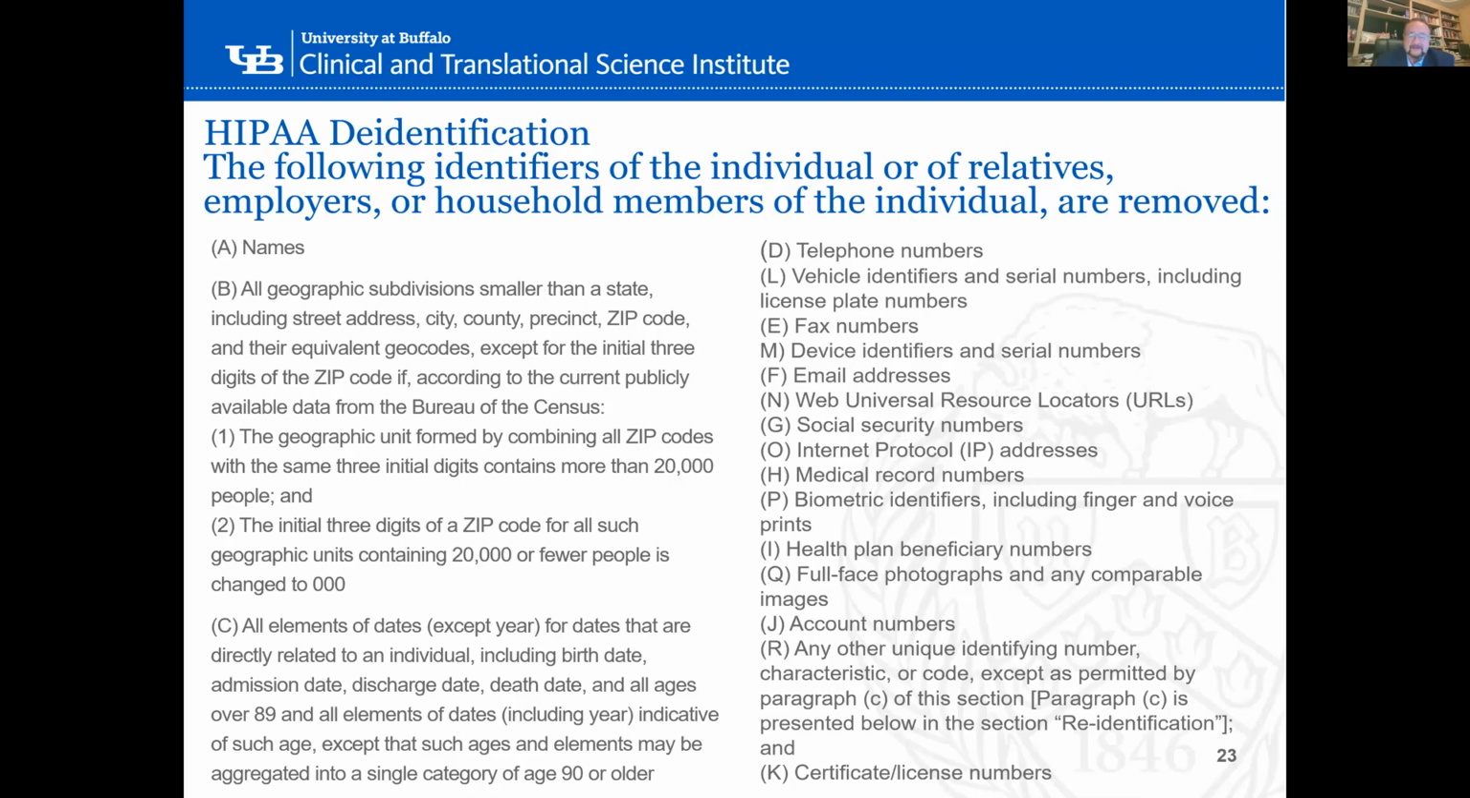So if we said the coach of the Buffalo Bills, I think it'd be pretty easy to figure out who it was. If we say the mayor's wife in Buffalo, it's pretty easy to know who it is, even though these are not HIPAA identifiers. So you have to use a little common sense as you're creating these data sets.